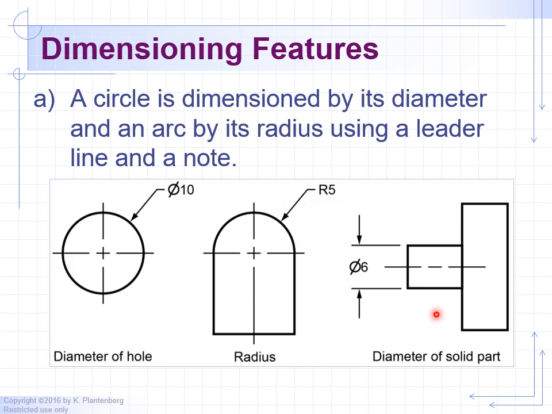Now, if it's a solid part, meaning it's a cylinder that's sort of sticking out, you actually dimension in what's referred to as the square view. This is referred to as the round view. So in the square view, we do our solid, and again, we use our diameter symbol because it's a full cylinder. So a hole is going to be done in the round view. A solid part is going to be done in the square view. But both use the diameter symbol.